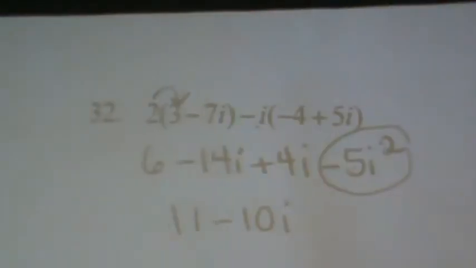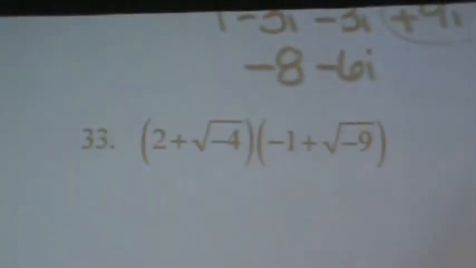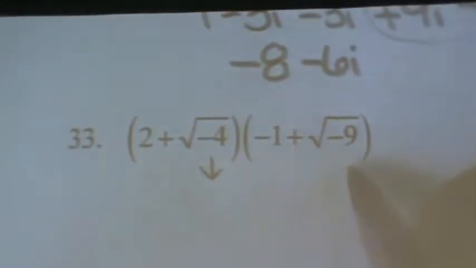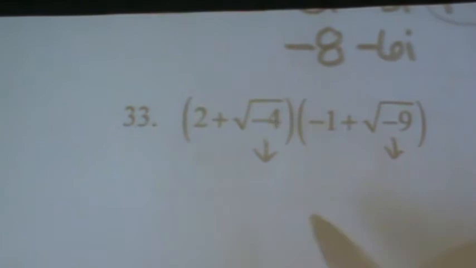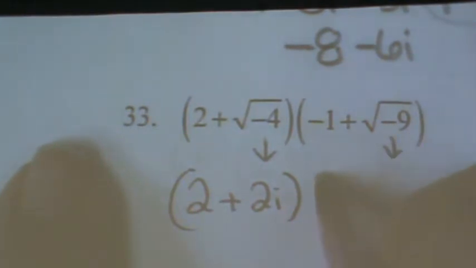Sounds like you guys do better on the harder stuff. It's the most recent, okay. What do I do here? I know I can make this something and I can make this something. What can I make this? 2i. Good, 2i. And what do I make this? 3i. And then what do I do?